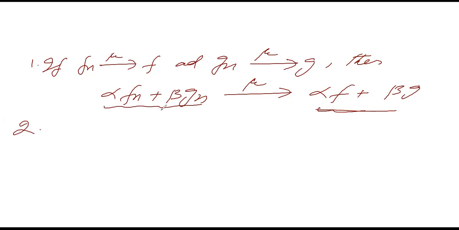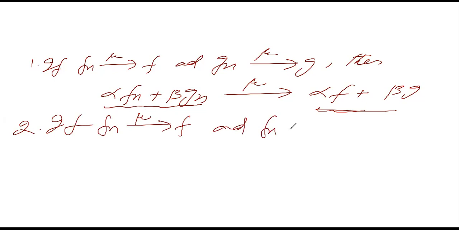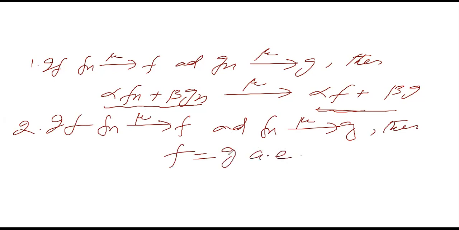So second, we have: if fn converges to f in measure mu, and if it converges to two functions actually, and fn also converges to g in measure mu, then both f and g are equal actually. The limit is actually unique. F is equal to g almost everywhere. So that's the statement of this theorem.